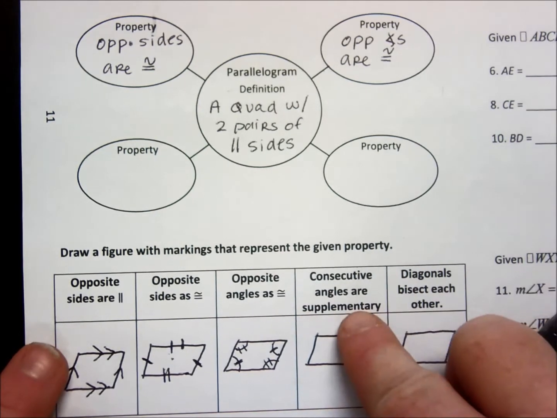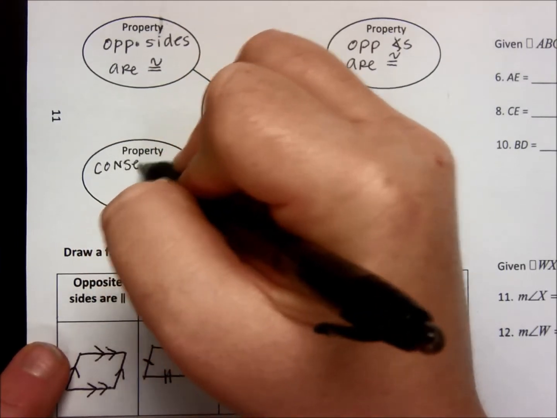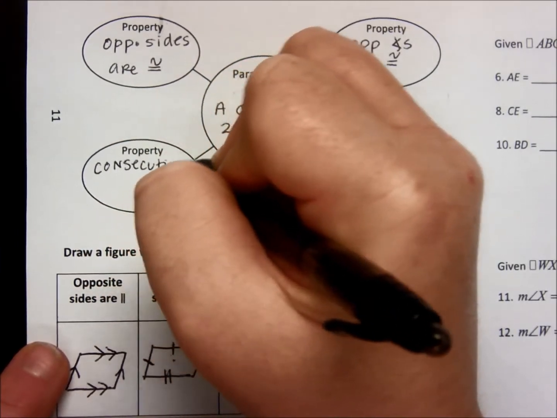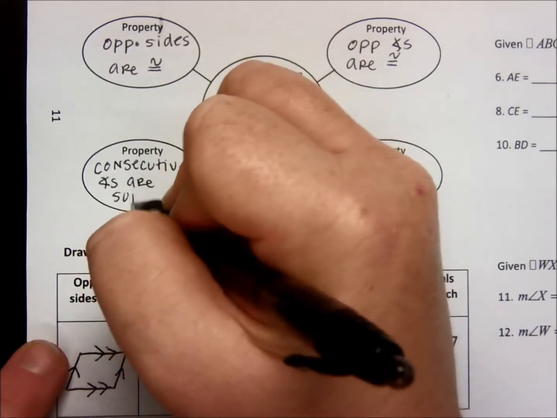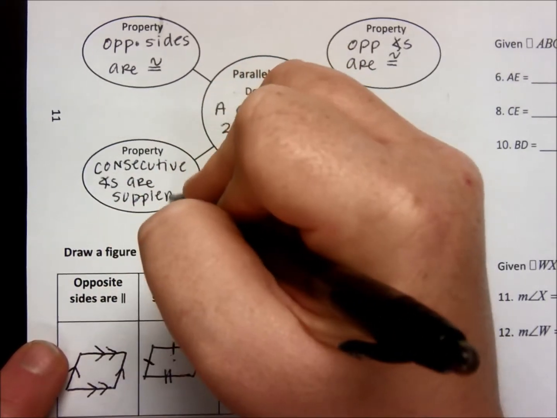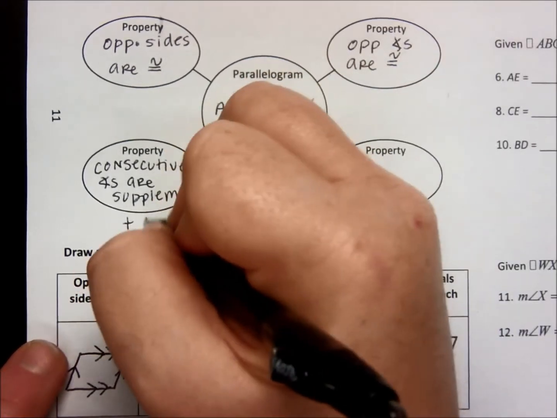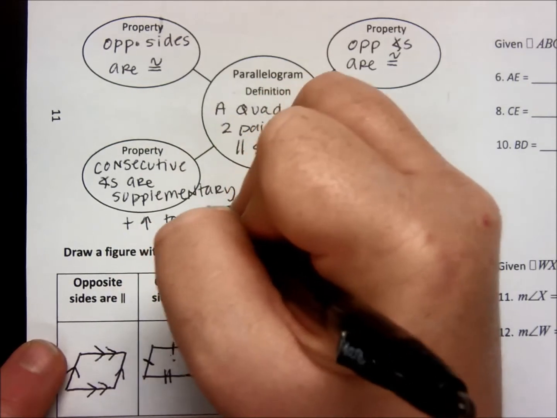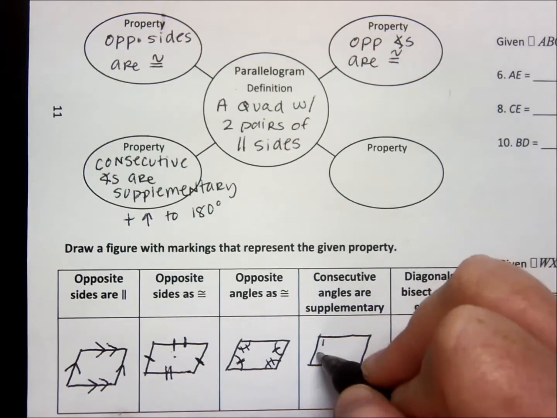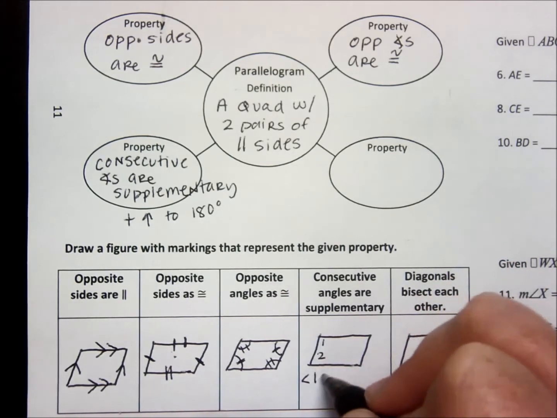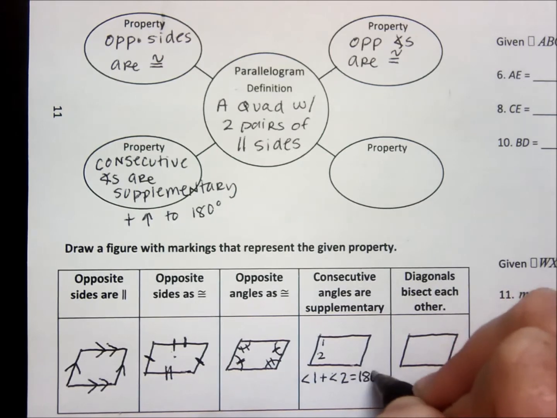The next one, consecutive angles are supplementary. What does it mean to be supplementary? Remember, that means to add up to 180 degrees. So if I knew that this angle was 1 and this angle was 2, angle 1 plus angle 2 should equal 180 degrees.